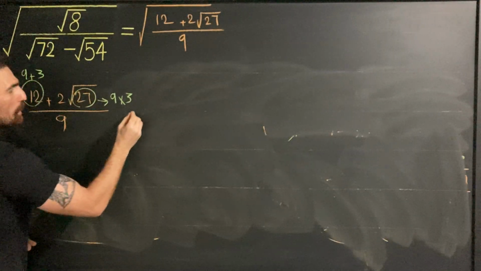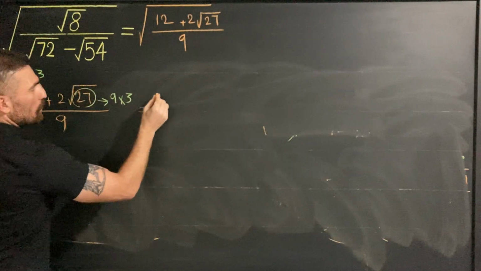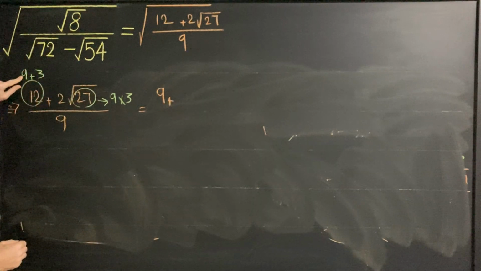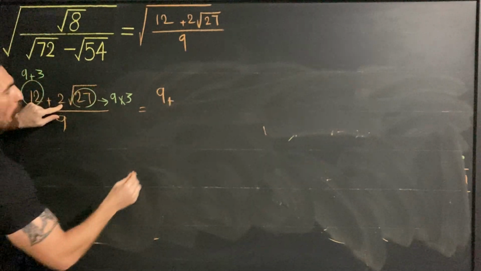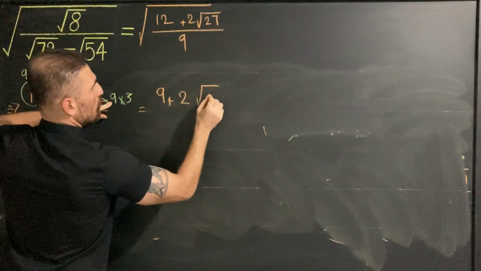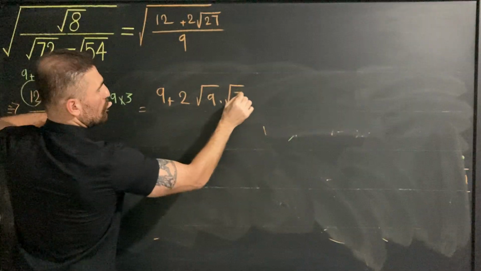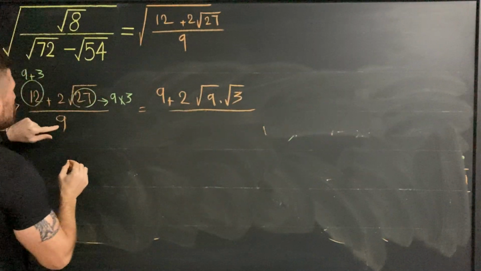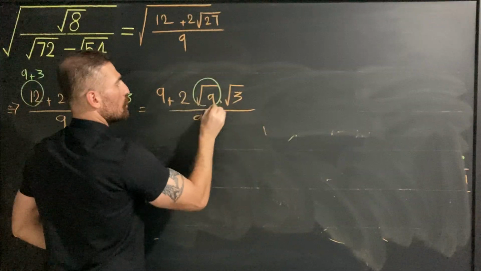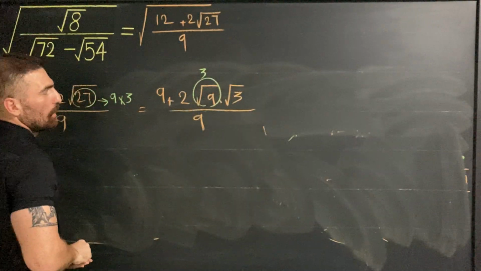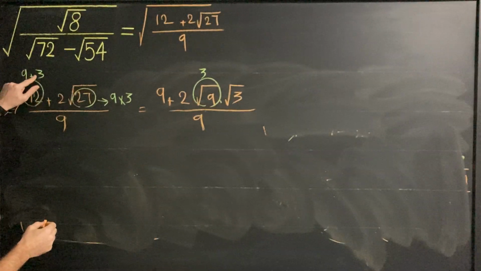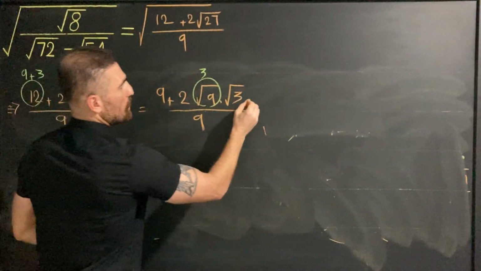Let me rewrite it here in the form of 9 plus 2 times second root of 9 times second root of 3 over 9. What is second root of 9? Well, you know, this is 3. So we have here 9 plus 3. So I write this 3 after this.